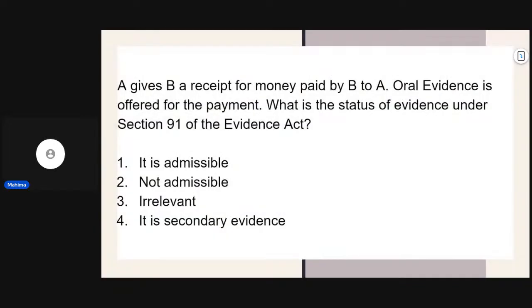Yes, it is 154. A gives B a receipt for money paid by B to A. Oral evidence is offered for the payment. What is the status of evidence under Section 91 of the Indian Evidence Act? It is admissible, not admissible, irrelevant. Come on. It is admissible and it is an illustration under Section 91D. Whenever the receipt for money is paid and oral evidence is offered, obviously it is relevant under Section 91. Yes, correct. Lakshata, correct.